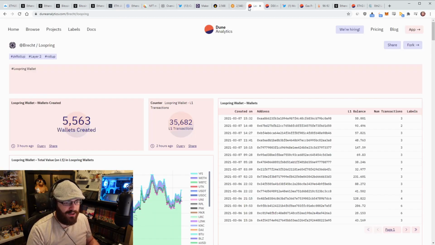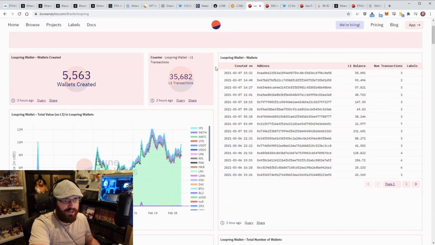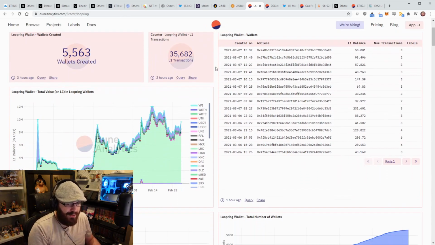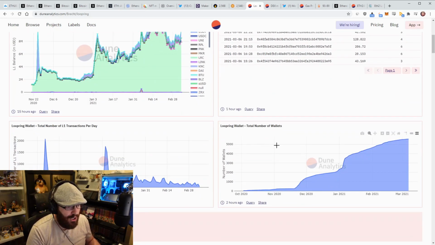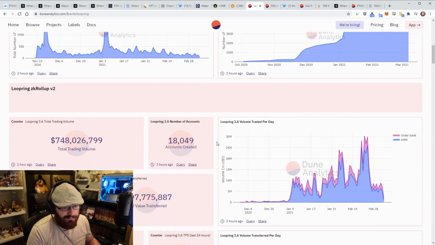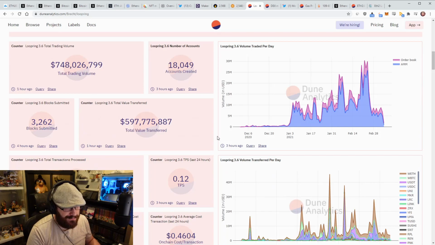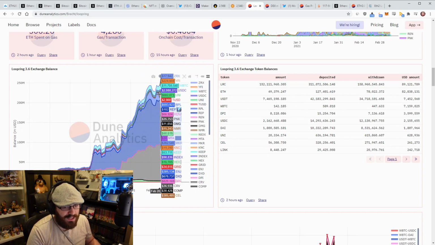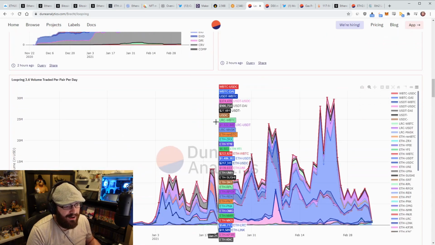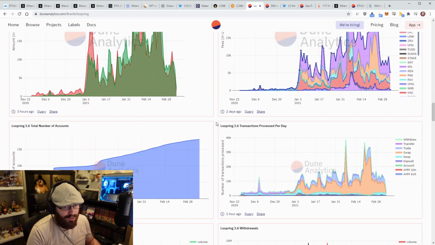So Layer 2 had a really big month in February, especially Loopring, due to the high gas fees. You can see here that even during January, they had a big month of liquidity flowing in. The Loopring wallet signups were pretty good as well, almost 1,000 signups here. You can see all the metrics. The total trading volume is going up to almost 1 billion. You can see the exchange balance for Loopring V3.6 obviously spiked up a lot during February, and all their metrics are up and to the right here.